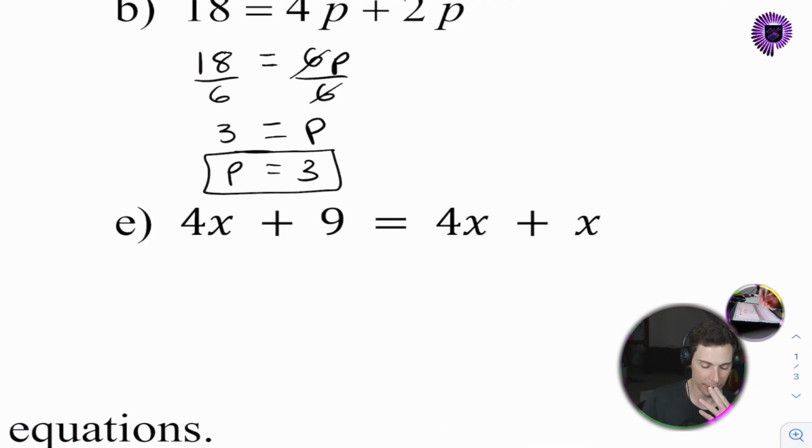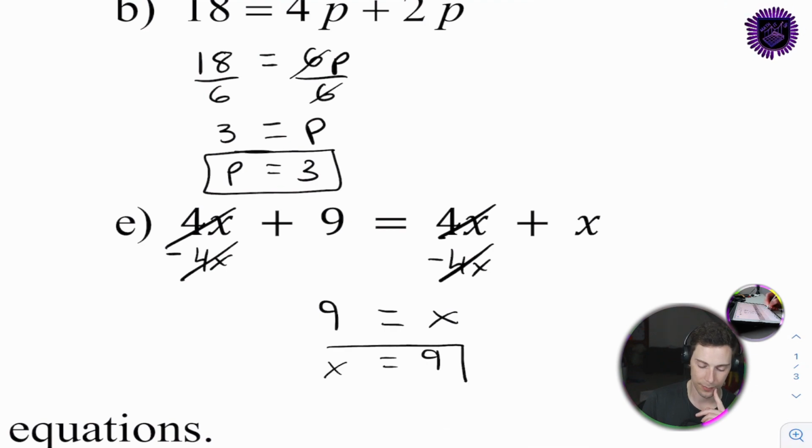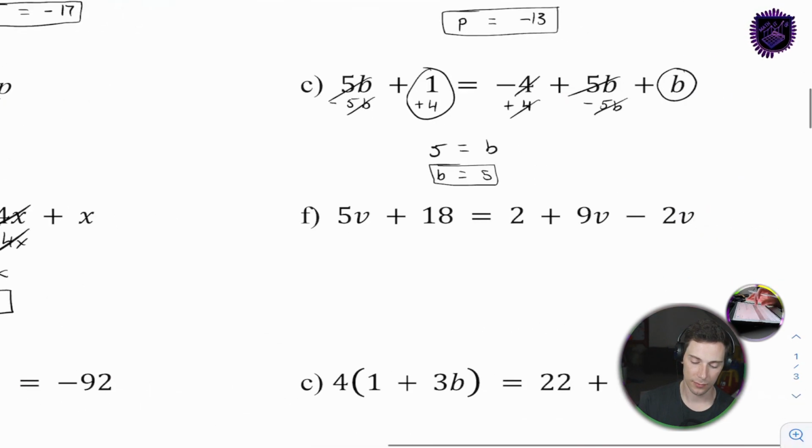Oh, another one. Okay, interesting. Let's subtract 4x here. Subtract 4x here, right? Subtract 4x from each side. And that's going to cancel as well. I'm not even combining like terms first because it just makes sense to do this. It leaves us with 9 is equal to x, or x is equal to 9. This is kind of random that it's setting us up like this, but it's nice. It saves us some work. Next one.